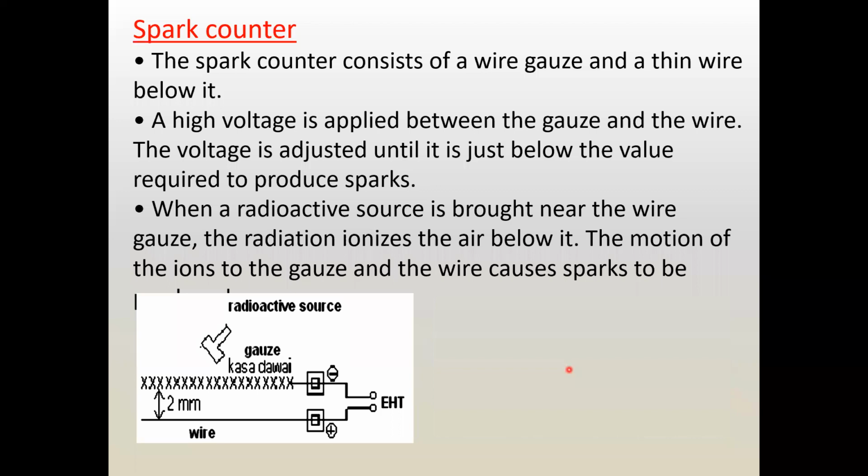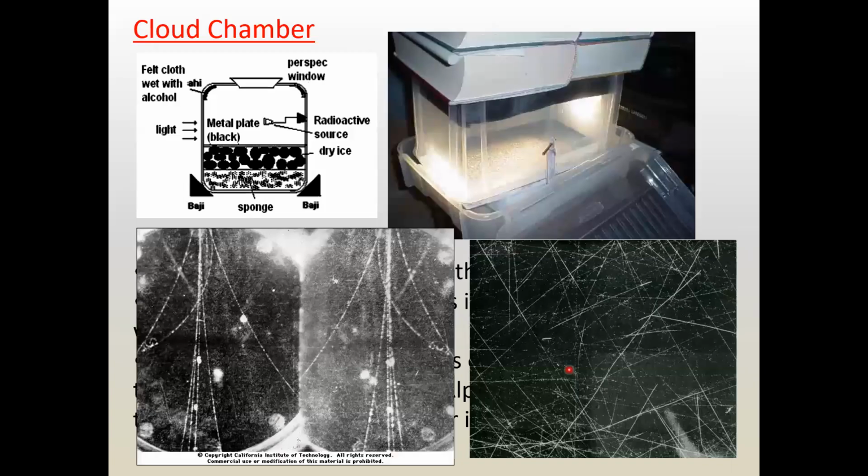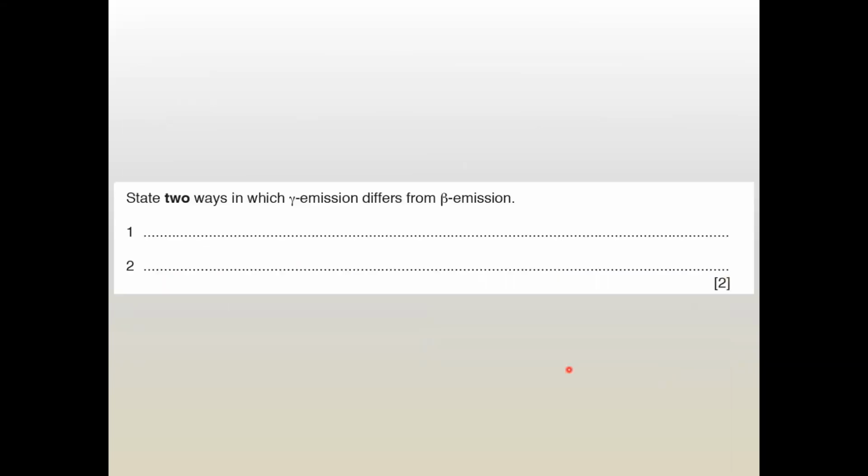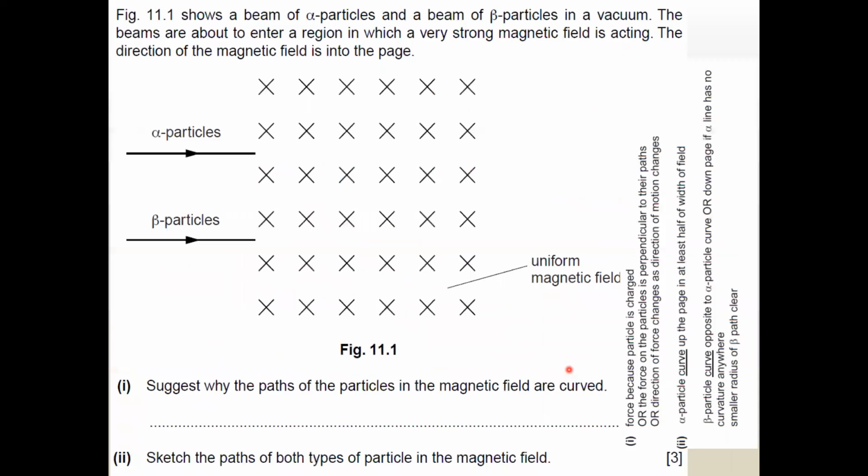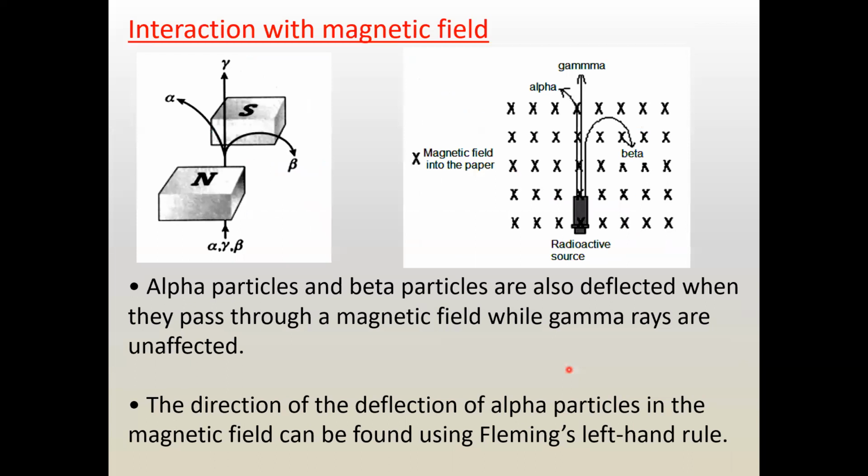So this was about the radiations. As we discussed, the magnetic effect of these, alpha, beta, and the magnetic deflection and magnetic field for alpha, beta, and gamma.